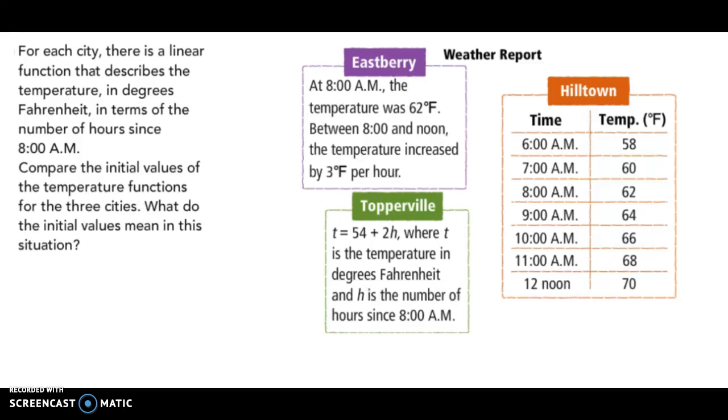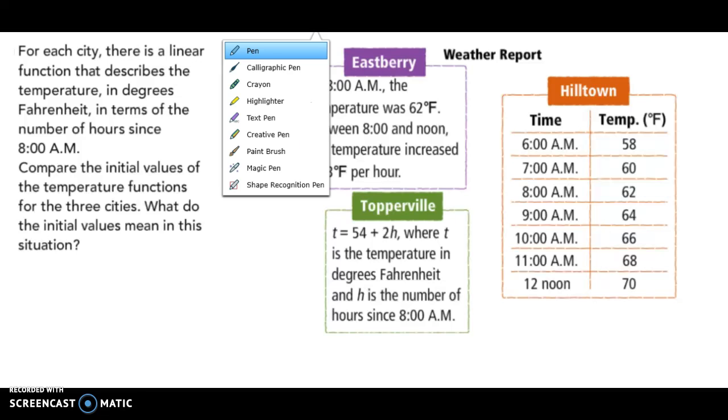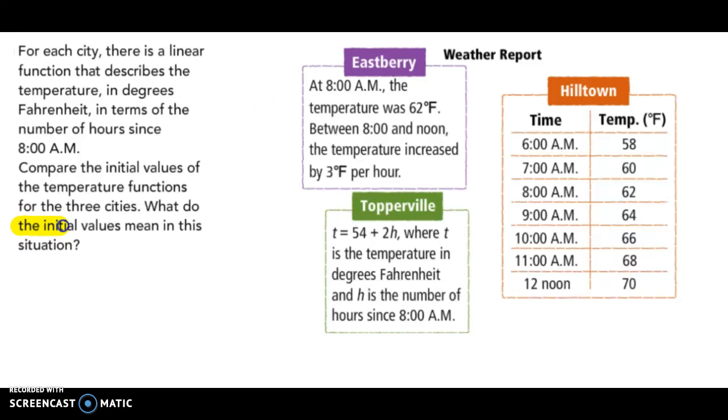For each city, there is a linear function that describes the temperature in degrees Fahrenheit in terms of the number of hours since 8 a.m. Compare the initial value of the temperature function for the 3 cities. What do the initial values mean in the situation? So remember, your initial values are simply your starting points. So Eastbury's at 8 a.m. the temperature was 62 degrees. That tells me right there that that is my initial value. So my B value is 62 degrees.